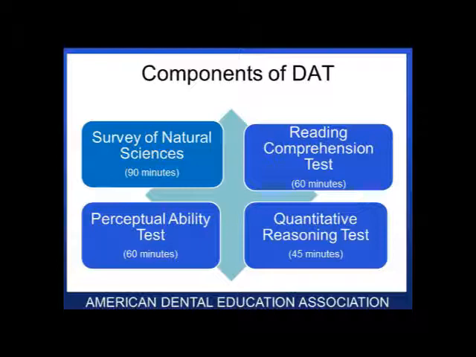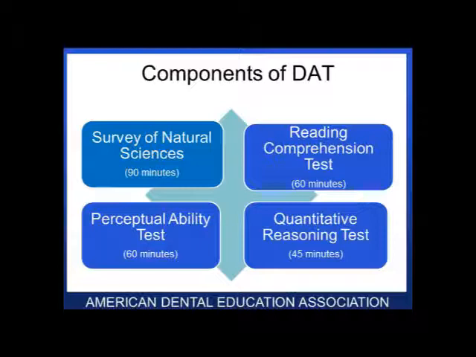The DAT is a half-day test of your knowledge and skills in 4 content areas. Natural sciences, which includes biology, general chemistry, and organic chemistry. Reading comprehension, which involves reading short passages on scientific topics and your ability to read, comprehend, and analyze basic scientific information. Prior understanding of the topics of the passages is not required to answer the questions posed. Quantitative reasoning involves algebra, numeric calculations, conversions, probability and statistics, geometry, and trigonometry.